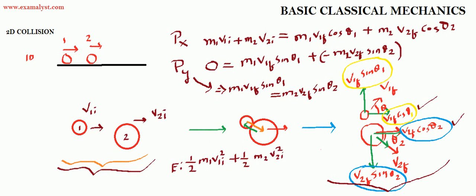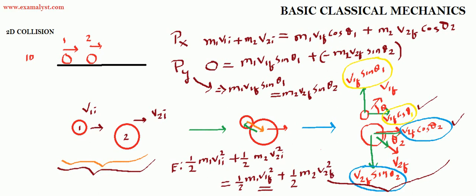Now can you tell me what is the energy of the first ball after collision? What velocity should you consider? Of course you should consider the total velocity, that is half m1 v1f squared. Agreed? You don't take cos theta or sin theta because they are just components. The real velocity is v1f. And what is the energy of the second ball? It is half m2 v2f squared, since the total velocity of the second ball is v2f.